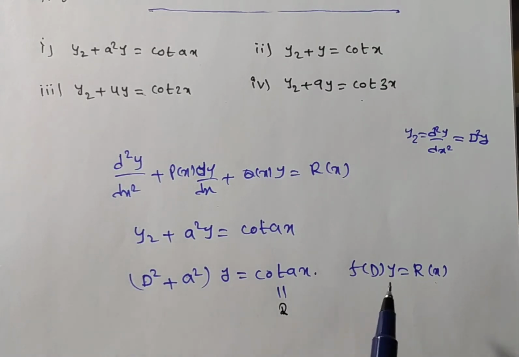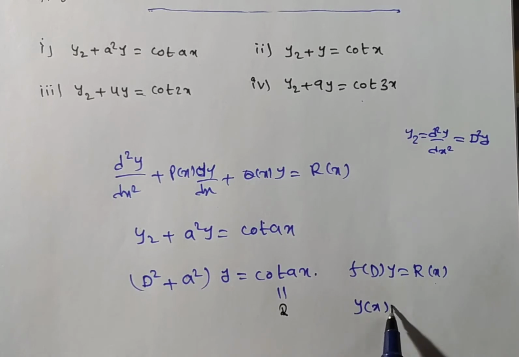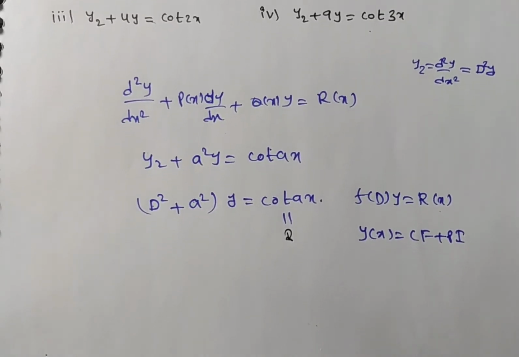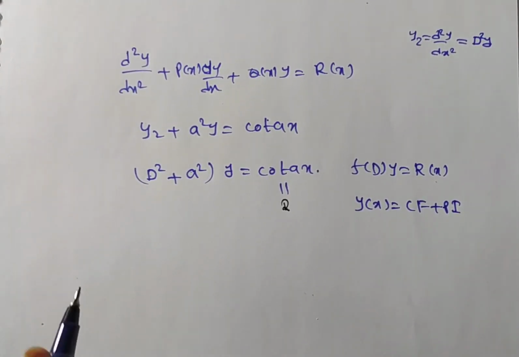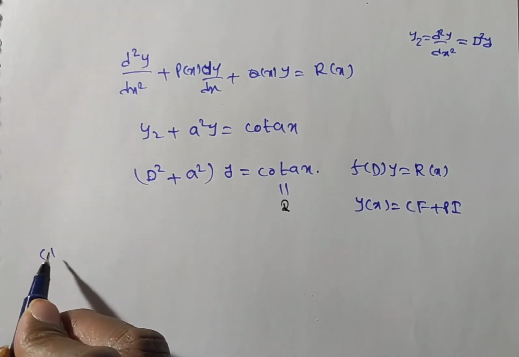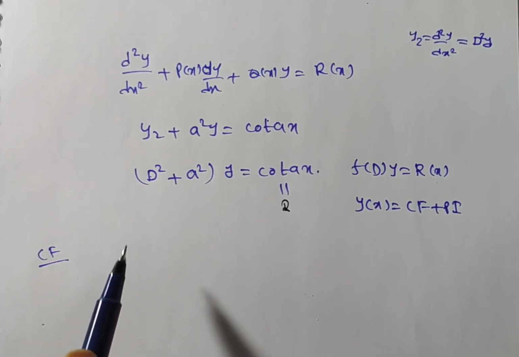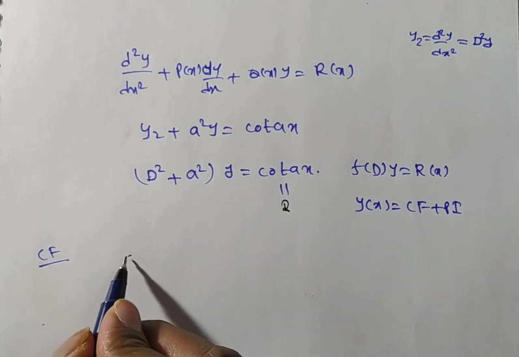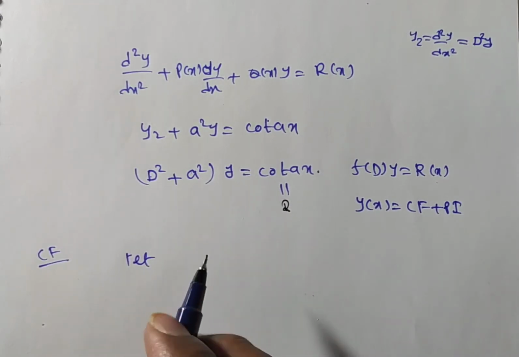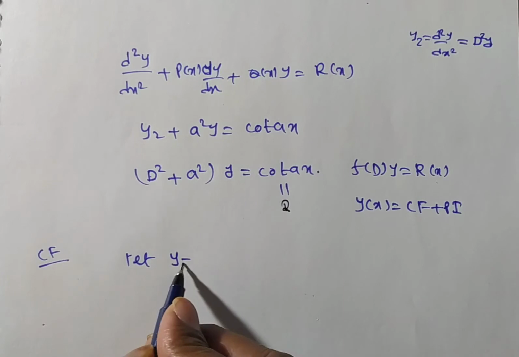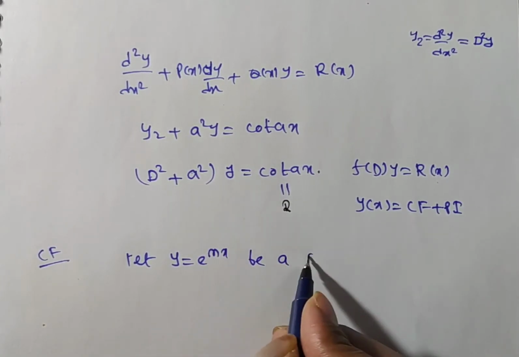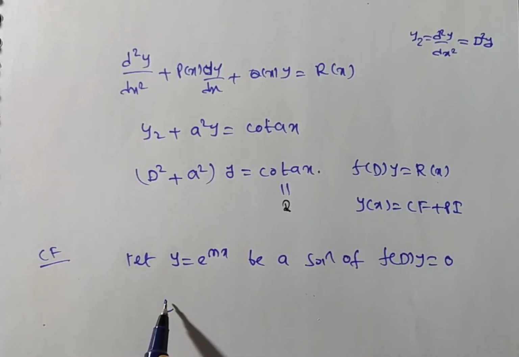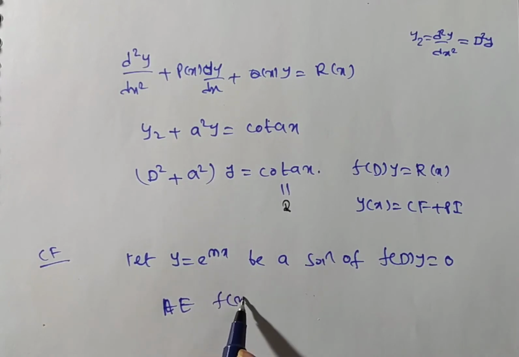Now what is the general solution for this? You have y(x) = complementary function + particular integral. Now we are finding the complementary function and particular integral in the method of variation of parameters. To find the complementary function in this method, it is as it is. As it is means we have to take the RHS part as 0. So taking r(x) = 0, let y = e^(mx) be a solution of f(D) y = 0. Then we will have the auxiliary equation f(m) = 0.